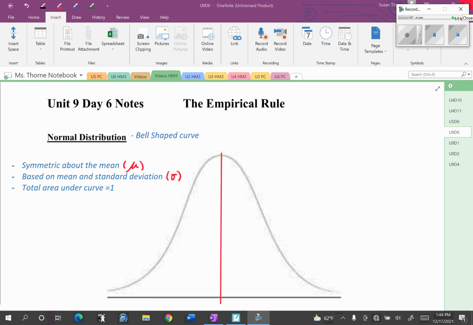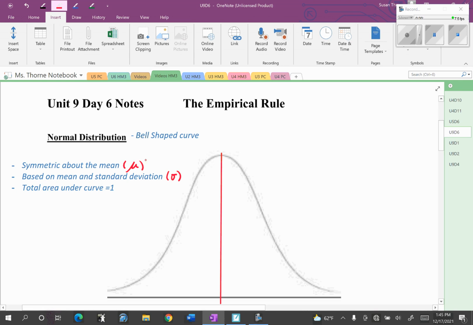All right, so today we're going to talk about the empirical rule and the normal distribution. So normal distribution is a specific type of symmetrical distribution, which is also known as the bell-shaped distribution, or we call it a bell-shaped curve, because if you notice the shape of what we have right here on our paper, it looks like a bell.